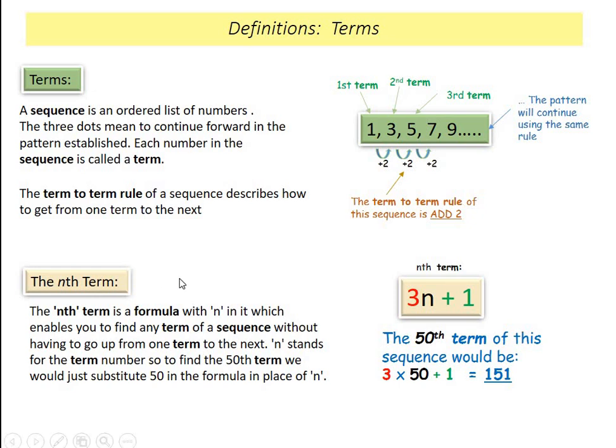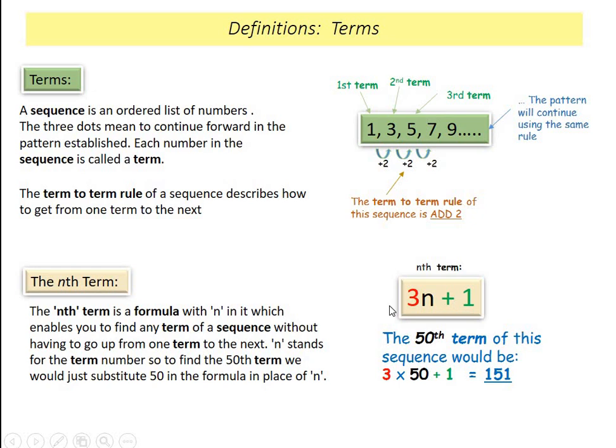The nth term of a sequence looks a little bit confusing because it uses a letter. However, this is just a formula in which we can substitute the term value to find the number in the sequence. So for example, if I wanted the second term, the second number in this sequence, I would do 3 times 2 and add 1. So I know the second number in this sequence would be 7.